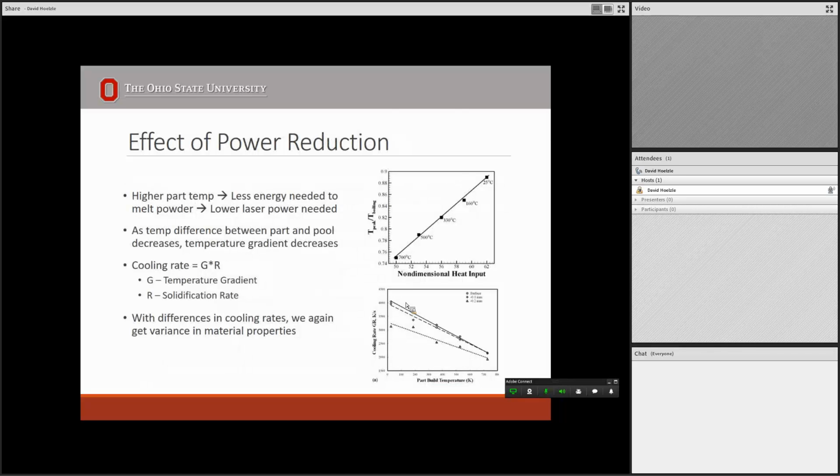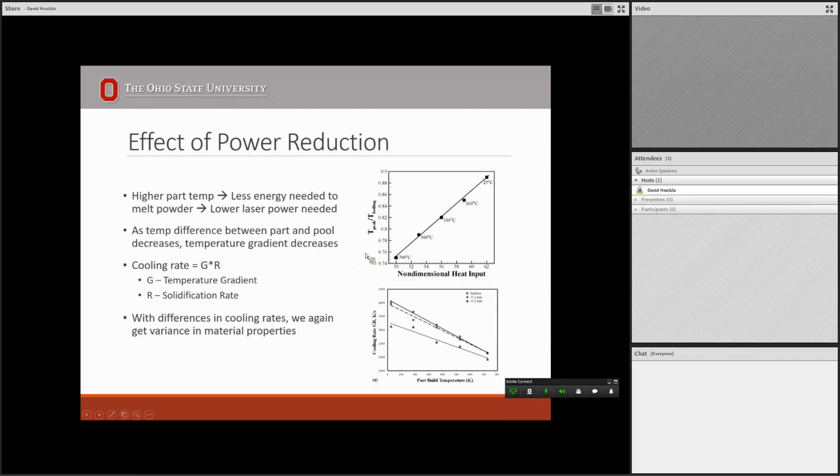So the effects of power reduction: as the part temperature increases, there's less energy input needed to get to that melting point, so the lower laser power needed. This intuitively makes sense. What this does, though, is as the difference between the part and the melt pool decreases, your temperature gradient decreases. And your temperature gradient is, as the equation here in the third bullet point shows, a large part of your cooling rate.